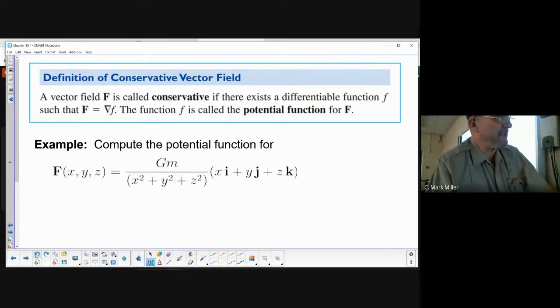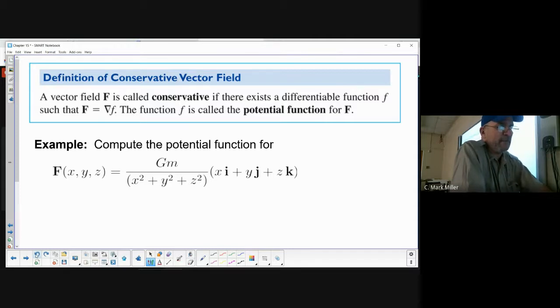The definition of a conservative vector field. All right. No, it's not a vector field that is pro-life and voted for Trump. That's not the kind of conservative we're talking about.